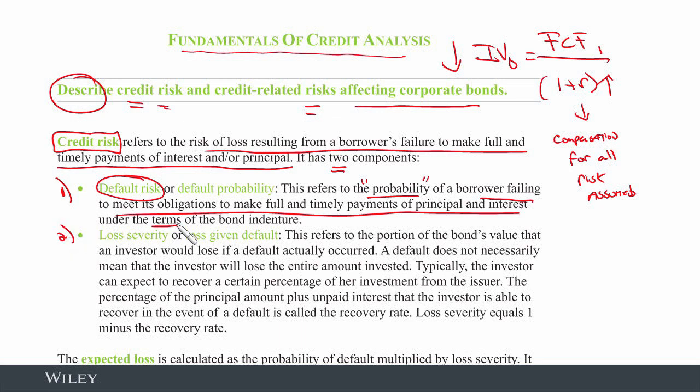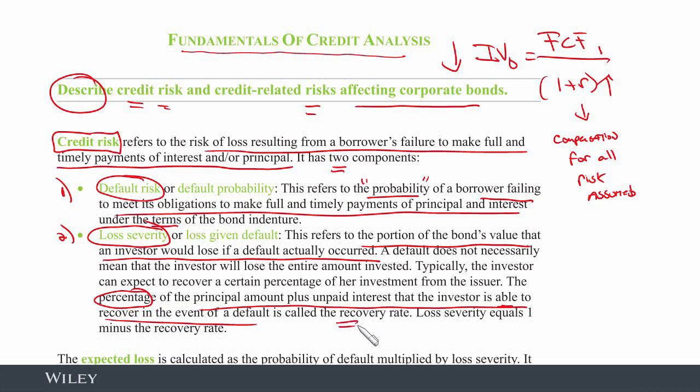The second piece of the puzzle is, okay, if they default, how severe is that loss? How large is that loss going to be? So that's the concept of loss severity. This is the portion of the bond's value that an investor would lose if that default actually happened. So the percentage of principal plus any accrued interest that they're able to recover, well, that's first called the recovery rate. So in the event that we go into default and there's a bankruptcy, how much money do you think we're going to be able to recover? That's what we calculate first, the recovery rate. That then leads us to the calculation of loss severity. That's 1 minus the recovery rate.